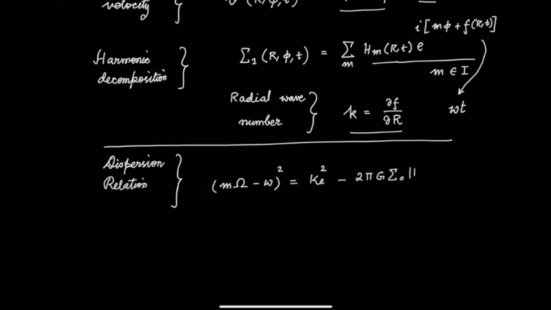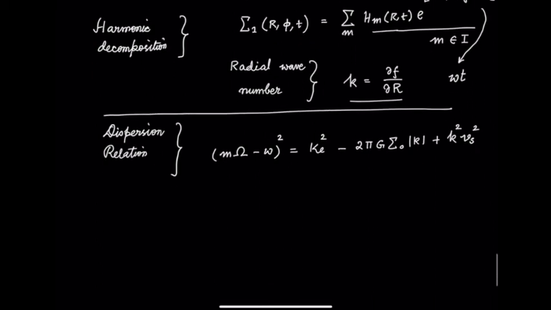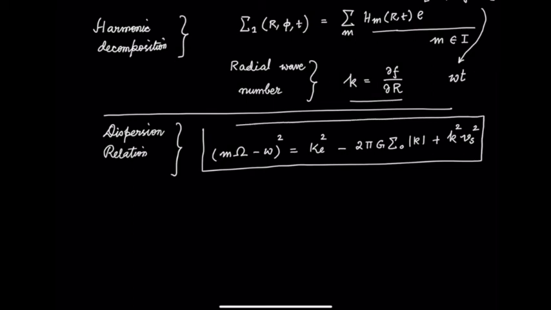Sigma 0, remember, can be a function of r. So this relation is written for different r's separately. Va square is the sound speed or the velocity dispersion, just like we had before. Okay, now this looks a lot more complicated than the simple dispersion relation we had for the Jeans instability. So the first thing is m will give you the number of spiral arms. So m gives the number of spiral arms.